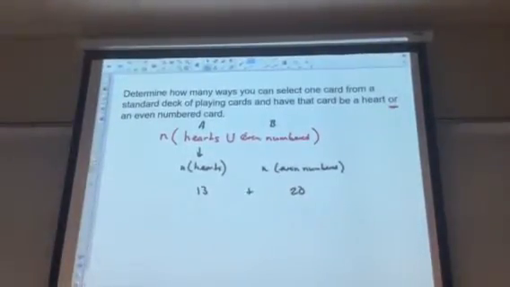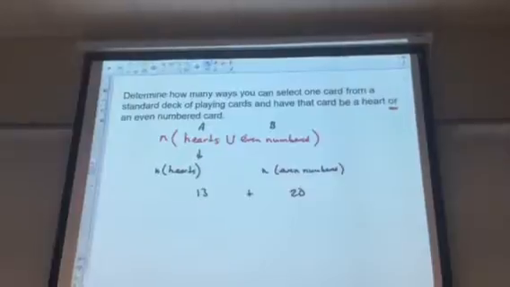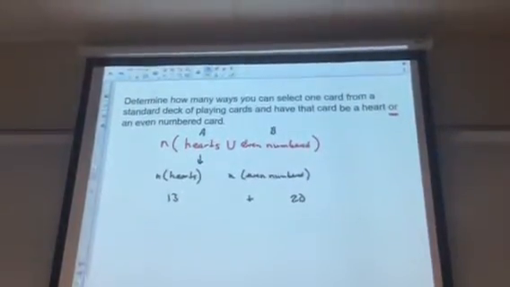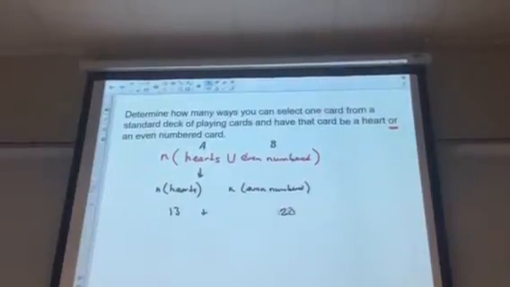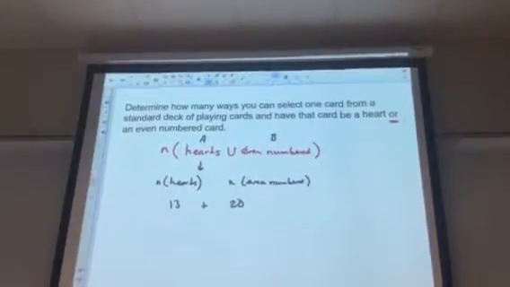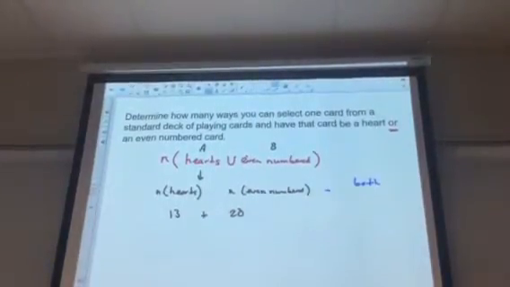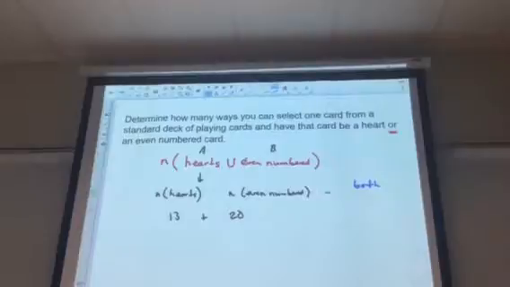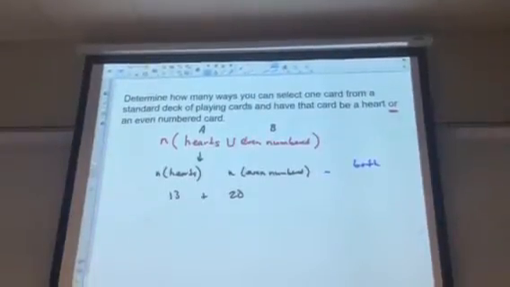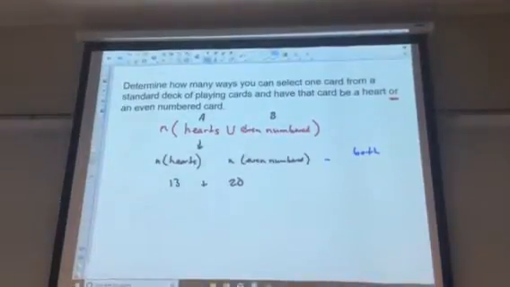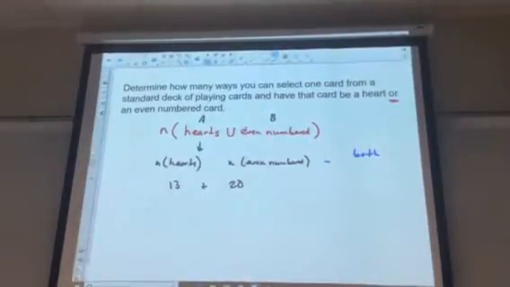Now here's the kicker. If this is all we look at, that could cause problems for us, because some of those hearts may also be even numbered. Or some of those even numbered cards may be hearts, in which case you've counted them once already as a heart, but if you just look at even numbers as a separate entity, they're also in there. So you have to come back and remove that double counting in the problem.